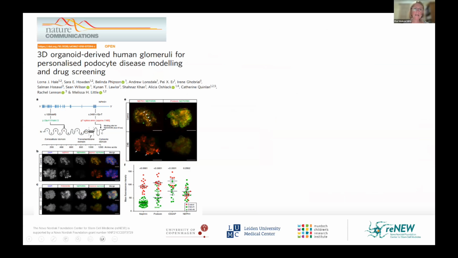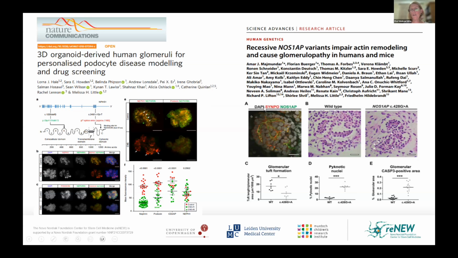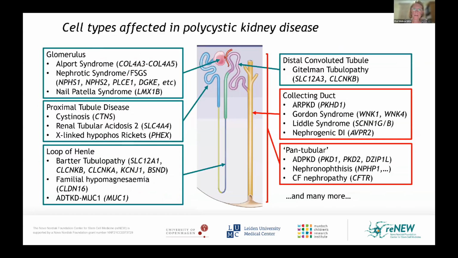And we've used these to show that we can model diseases such as Finnish nephropathic syndrome, which is a mutation in this gene, NPHS1. And we've even found new genes, such as this one, NOS1AP, and shown using kidney organoids that this gene mutation is causing a disease.